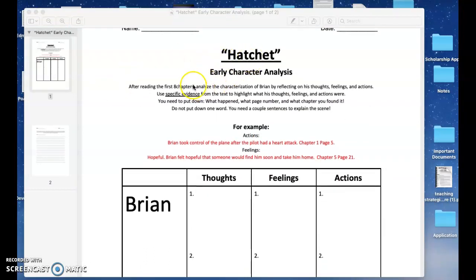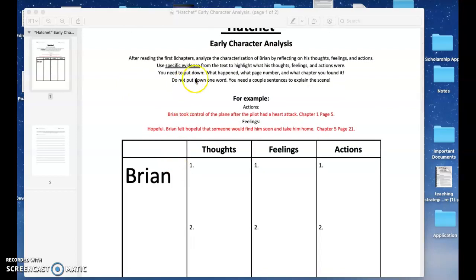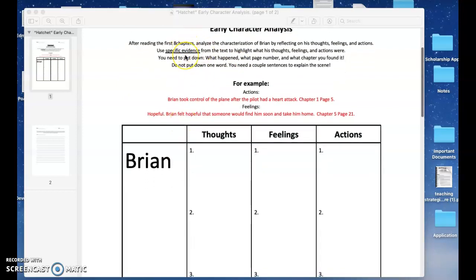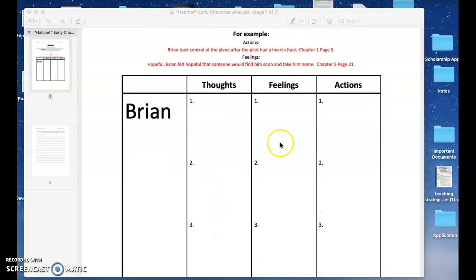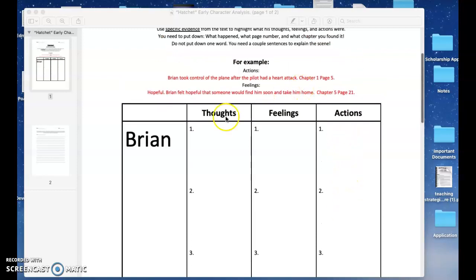You are going to define who Brian is right now, from chapter 1 to chapter 8 at the beginning of this book. You're going to find some character traits, some evidence, first, before you summarize who you think Brian is. So what you have is 3 thoughts, 3 feelings, and 3 actions. You need to have a couple of sentences with 3 examples of how he thinks, how he feels, and what he does.